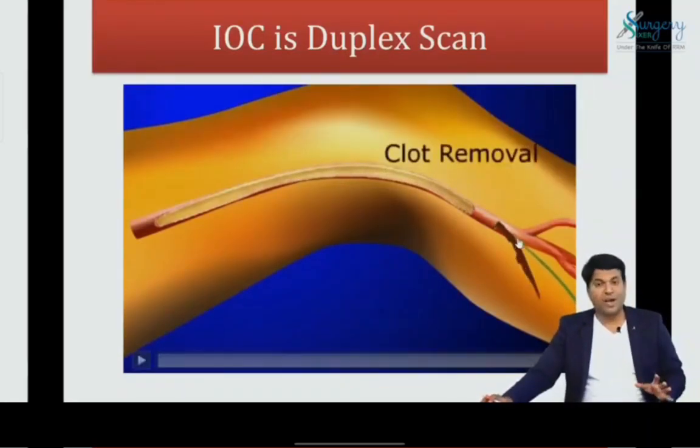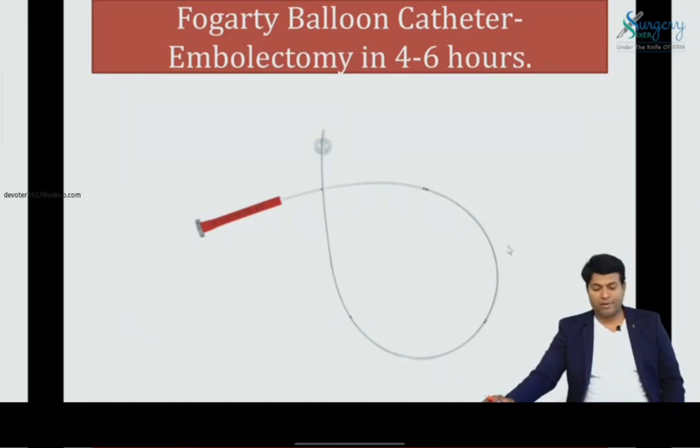The investigation of choice for these cases is duplex scan. In a case of acute occlusion, we cannot go into angiography. Investigation of choice is duplex scan. Okay? So this is a picture-based question. Fogarty balloon catheter. Embolectomy is done within 4 to 6 hours.